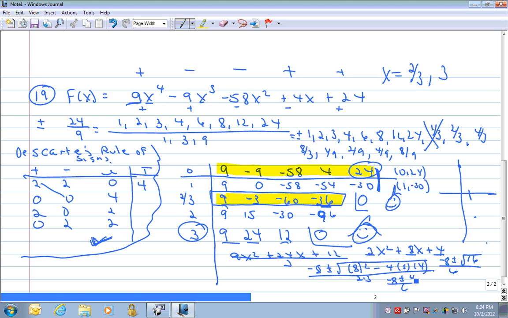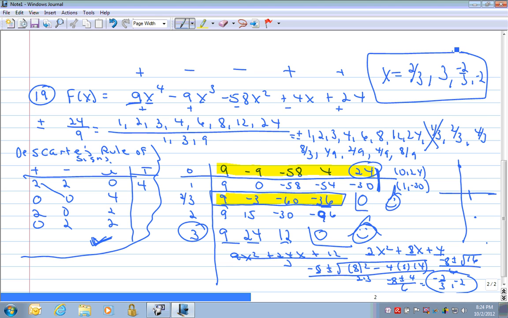Negative 8 plus 4 would be negative 4. Negative 4 over 6 would be negative 2/3. Negative 8 minus 4 would be negative 12. Negative 12 over 6 would be negative 2. So there are your other 2 solutions. So you would have negative 2/3 and negative 2. So those would be your solutions to that polynomial.